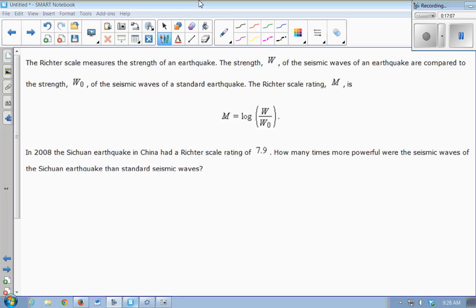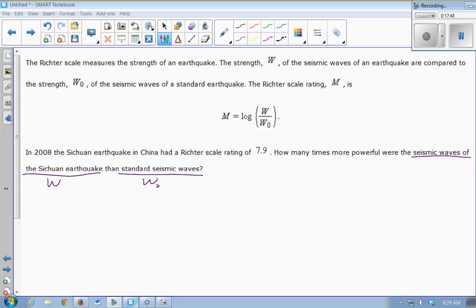All right, so the question is, in 2008, the Sichuan earthquake in China had a Richter scale rating of 7.9. How many times more powerful were the seismic waves of that earthquake than the standard seismic waves? Okay, so I need to find the value of W and compare it to the seismic waves that are standard, W0, right? The seismic waves of the Sichuan earthquake, those are W. So I need to compare them. How many times more powerful?